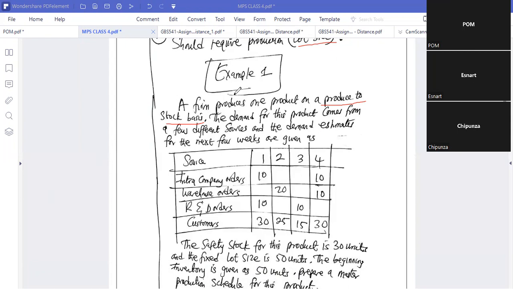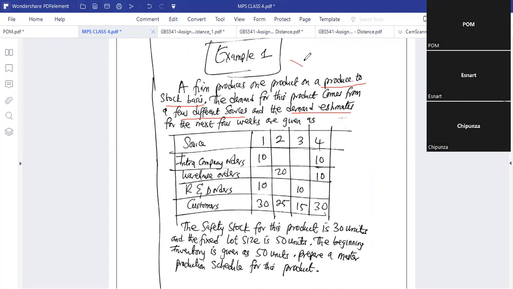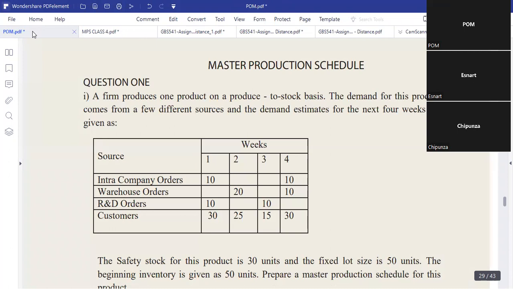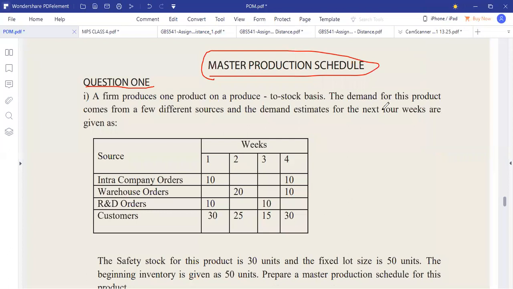The firm produces one product on a produce to stock basis. The demand for this product comes from a few different sources, and the demand estimates for the next 4 weeks are given to us. This question came from the pamphlet. If you check the pamphlet, you are going to find it.